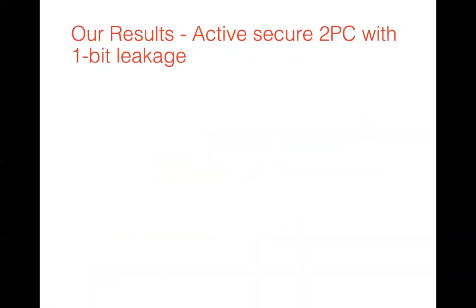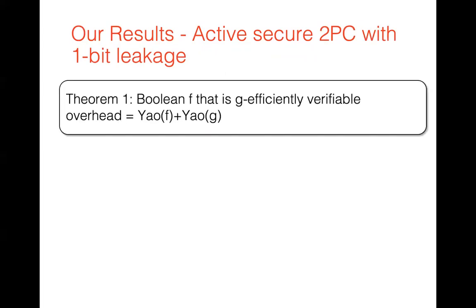So what are our results? We have two main results. The first result is that we extended the basic Mohassel-Franklin dual execution paradigm, where we show that if the function f satisfies an additional property that we call g-efficiently verifiable, then the complexity of our protocol is a passive YAO execution of the function f plus a passive YAO execution of the function g.